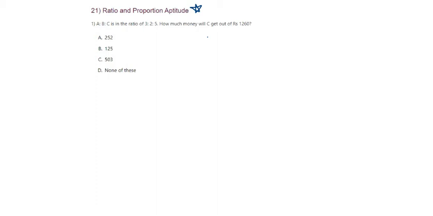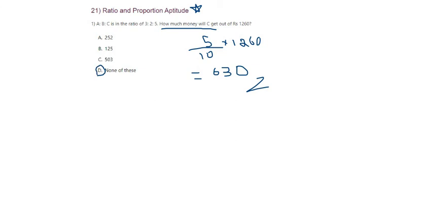Okay, C's share. How much money will C get out of 1260? So C's ratio is 5. And when you add 3 plus 2 plus 5, you get 10, into 1260. Very simple. There's no formula, nothing for this. Simple ratio, because they have asked how much money will C get. We only want how much C will get. So you get 630 as the answer, which is not in your options, therefore it is none of the above.